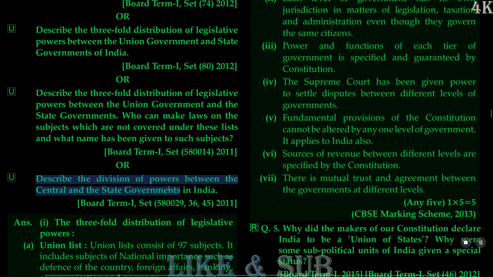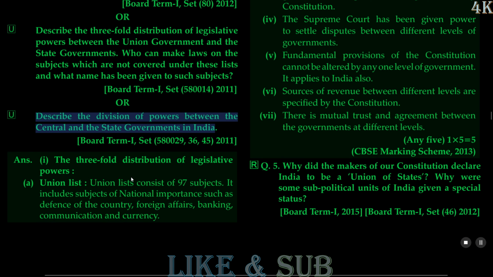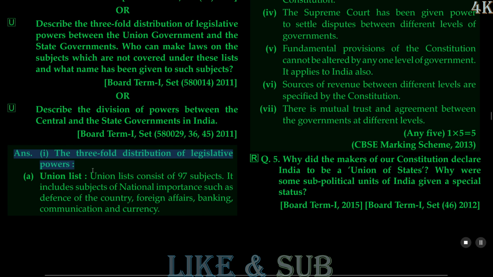Who can make laws on the subjects which are not covered under these lists, and what name has been given to such subjects? Describe the division of powers between the central and the state governments in India.